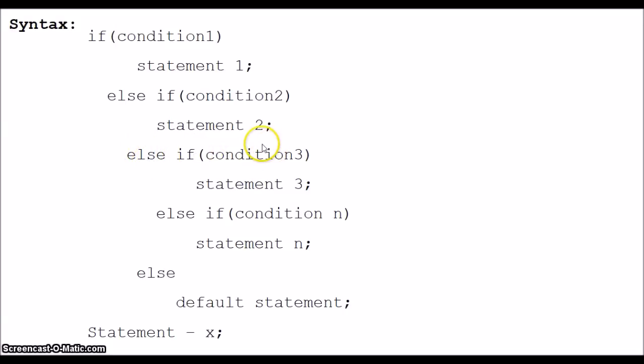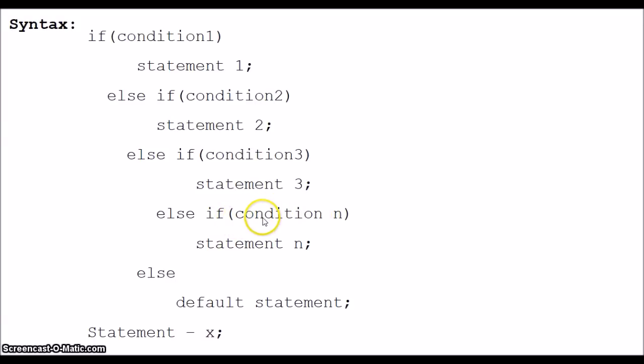where within this else if it is going to check for one more condition, condition 3. If condition 3 is true, statement 3 is executed. If condition 3 is false, then the control directly comes to the next else if. Here in the next else if we are going to check for one more condition n. So if condition n is true, statement n is executed. So in this way we can have any number of conditions.